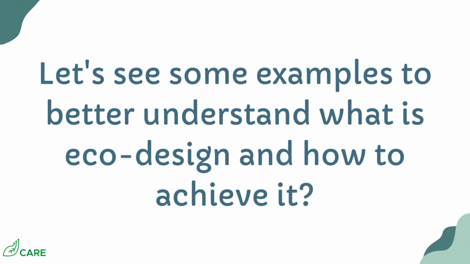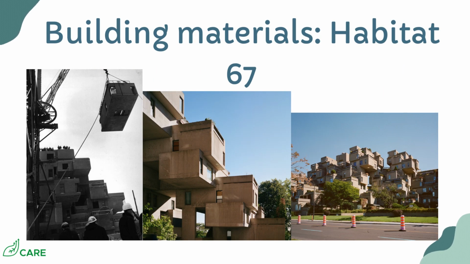Let's see some examples to better understand what is eco-design and how to achieve it. One great example of eco-design is the use of sustainable materials in building construction. For instance, the Moshe Safdie-designed Habitat 67 in Montreal is a unique housing complex that uses prefabricated concrete modules to create individual units. The use of prefabricated concrete reduces waste and allows for flexible and efficient construction.